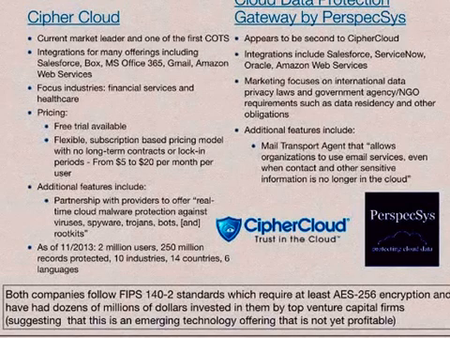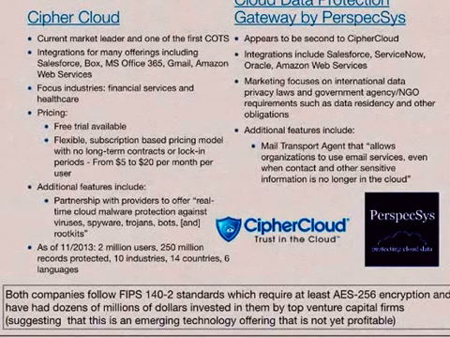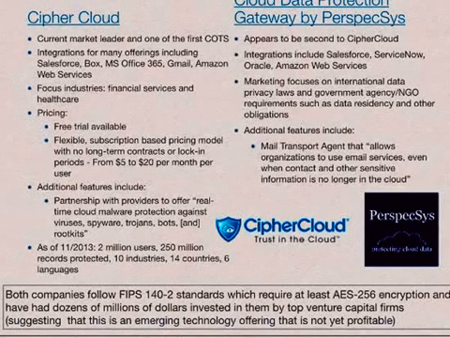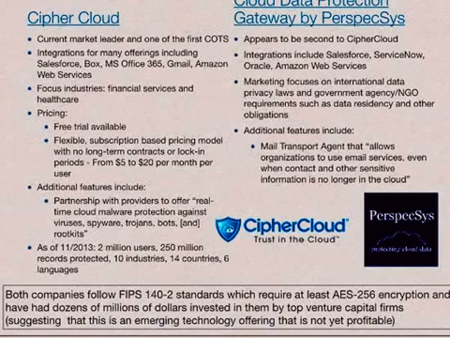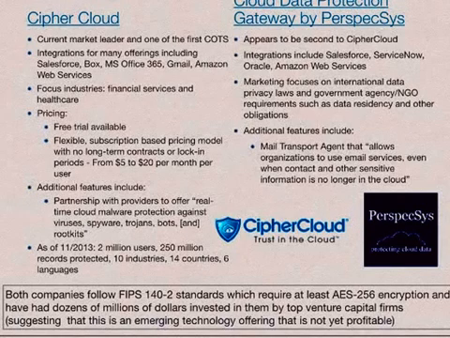CipherCloud's main competitor is the Cloud Data Protection Gateway by Perspexis Systems. Their main integrations include Salesforce, ServiceNow, which is a CRM, Oracle Database Solutions, as well as Amazon Web Services. Perspexis Systems marketing focuses on international data privacy laws as well as governance for NGOs and requirements such as data residency and other obligations most EU members are bound to.